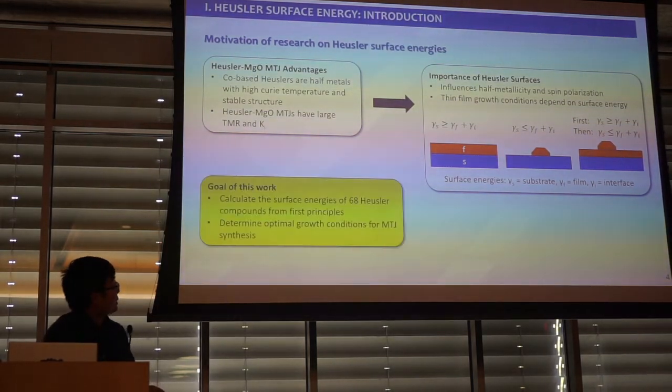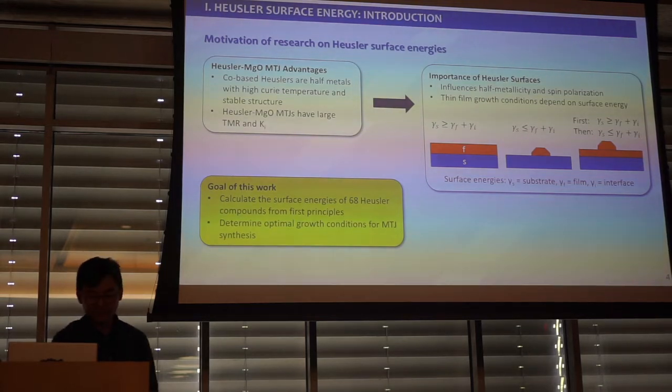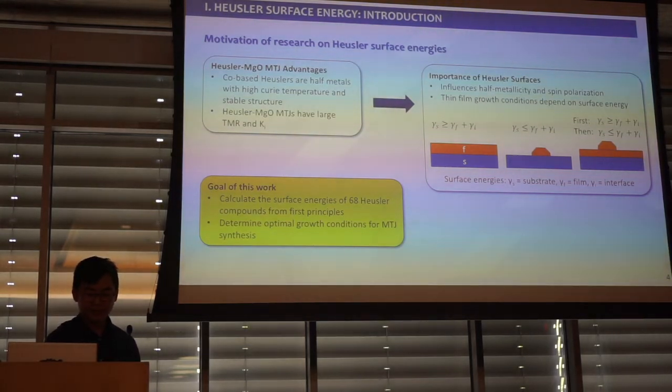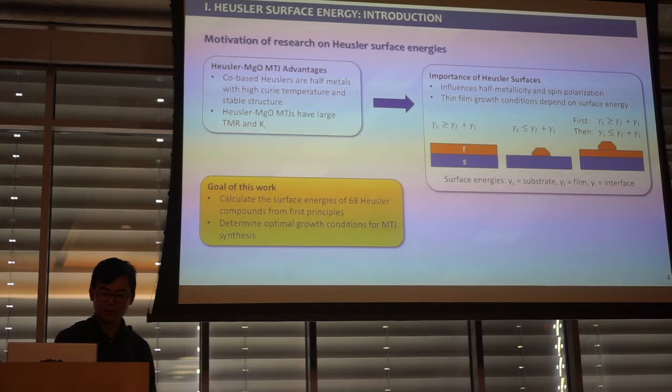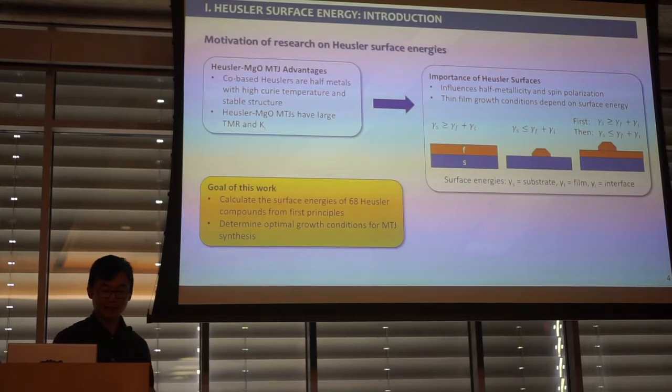And so that leads us to the goal of this work, which is to calculate the surface energy of 68 Heusler compounds from first principles. And in doing so, we can determine optimal growth conditions for magnetic tunnel junction synthesis.